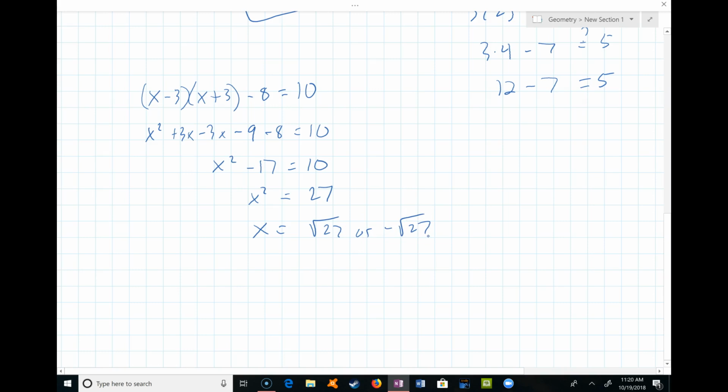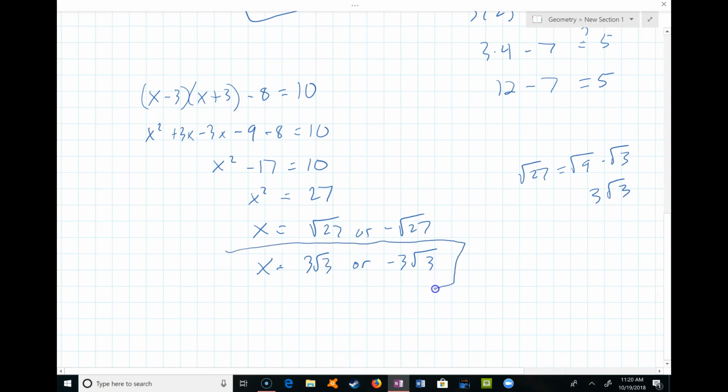Now, of course, we wouldn't leave it like that because we've learned how to simplify radicals, right? Because there's a perfect square factor in there. So this would actually be x equals 3 rad 3 or negative 3 rad 3. Because the square root of 27 can be written as the square root of 9 times the square root of 3, and the square root of 9 is 3. Okay? So that would be my final answer.